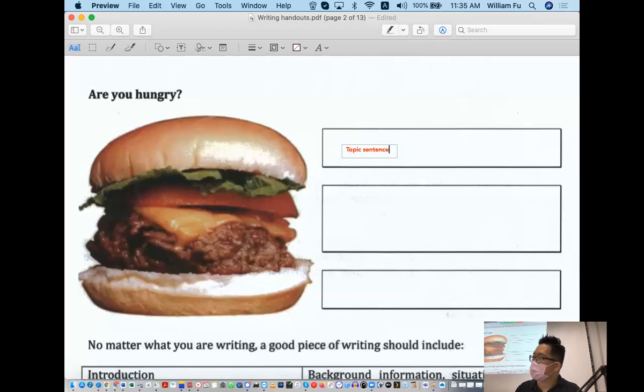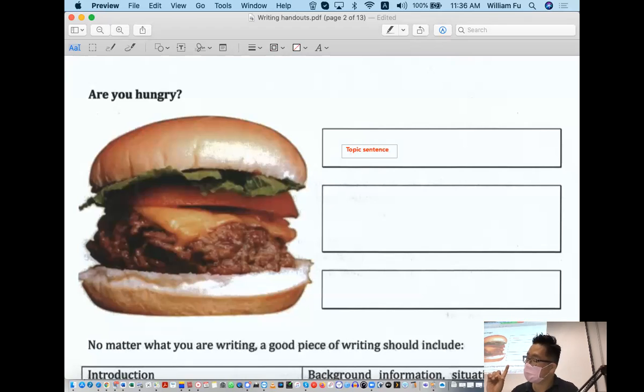Now, topic sentence means just from that one single sentence, I know what this paragraph is about. Just from this one single topic sentence, right at the beginning of a paragraph, I know what you want to talk about in that particular paragraph. Now, let me give you one example.